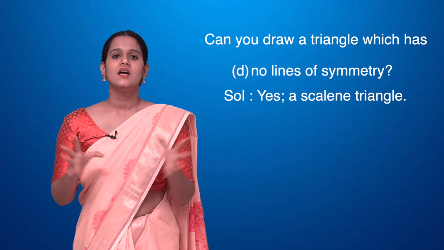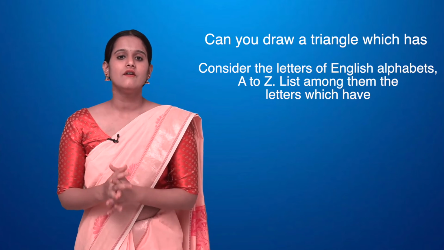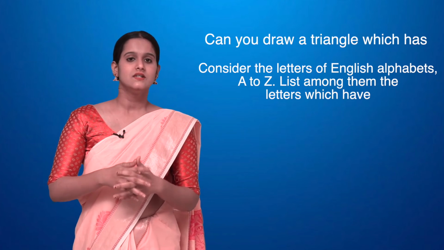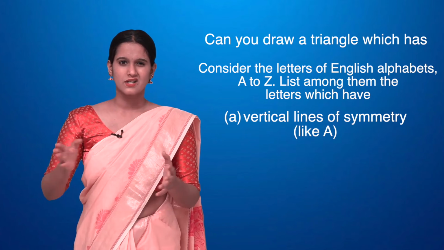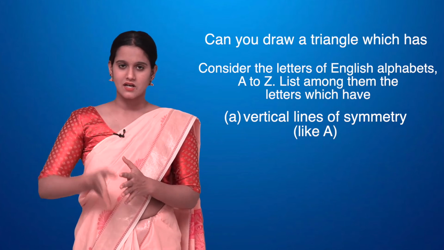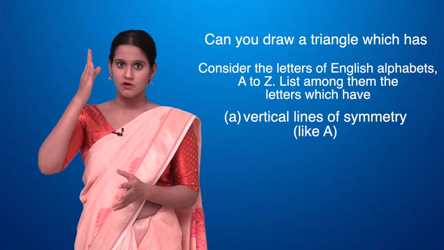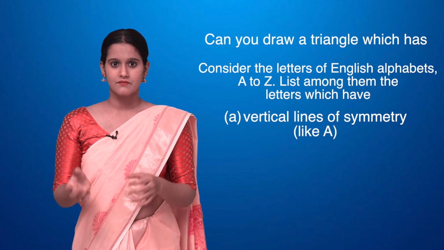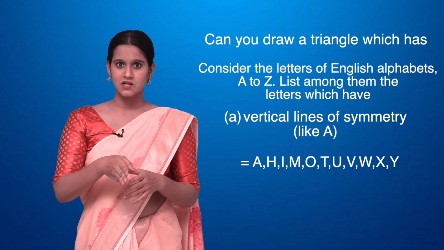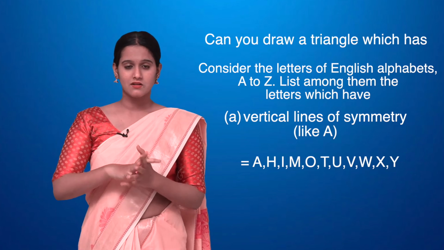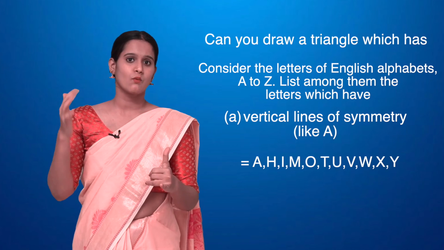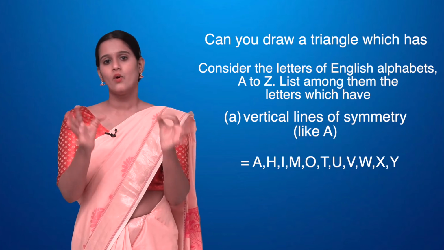Now consider the next question: consider the letters of the English alphabet A to Z and list among them the letters which have, first, vertical lines of symmetry. For example, they have given A. You can draw a vertical line and you will get it. Similarly, if I consider H, with a vertical line, one half will be similar to the other half. Similarly, let me consider I, also a vertical one, it will divide into 2 halves. M as well, even O, T, U, V, W, X and Y. So all these are examples of vertical lines of symmetry.